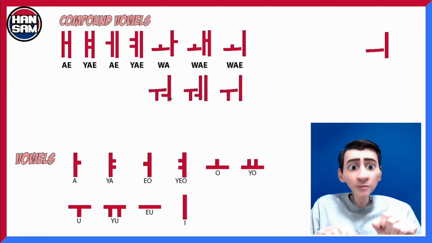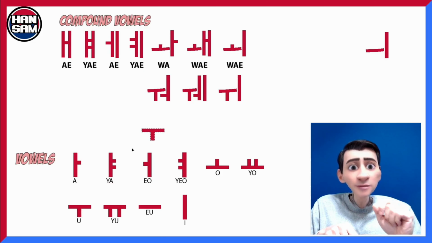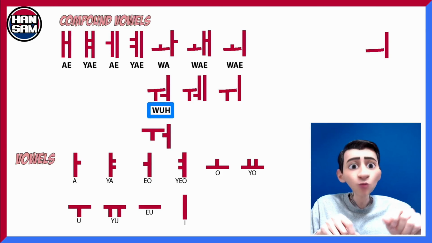The next compound vowels are made up of vowel U and other individual vowels. The first compound vowel is the combination of individual vowel U and eo. It creates a sound value of wo.